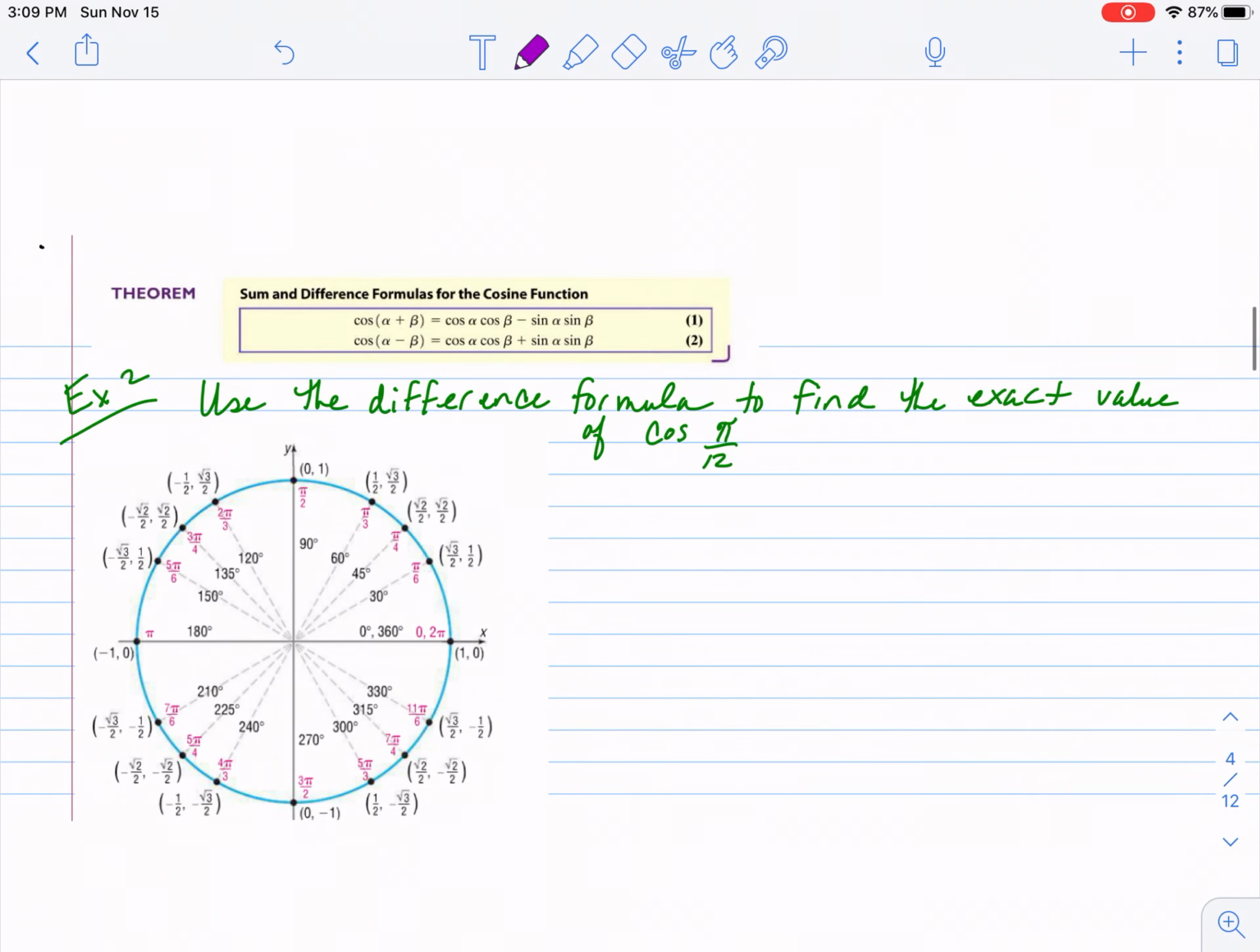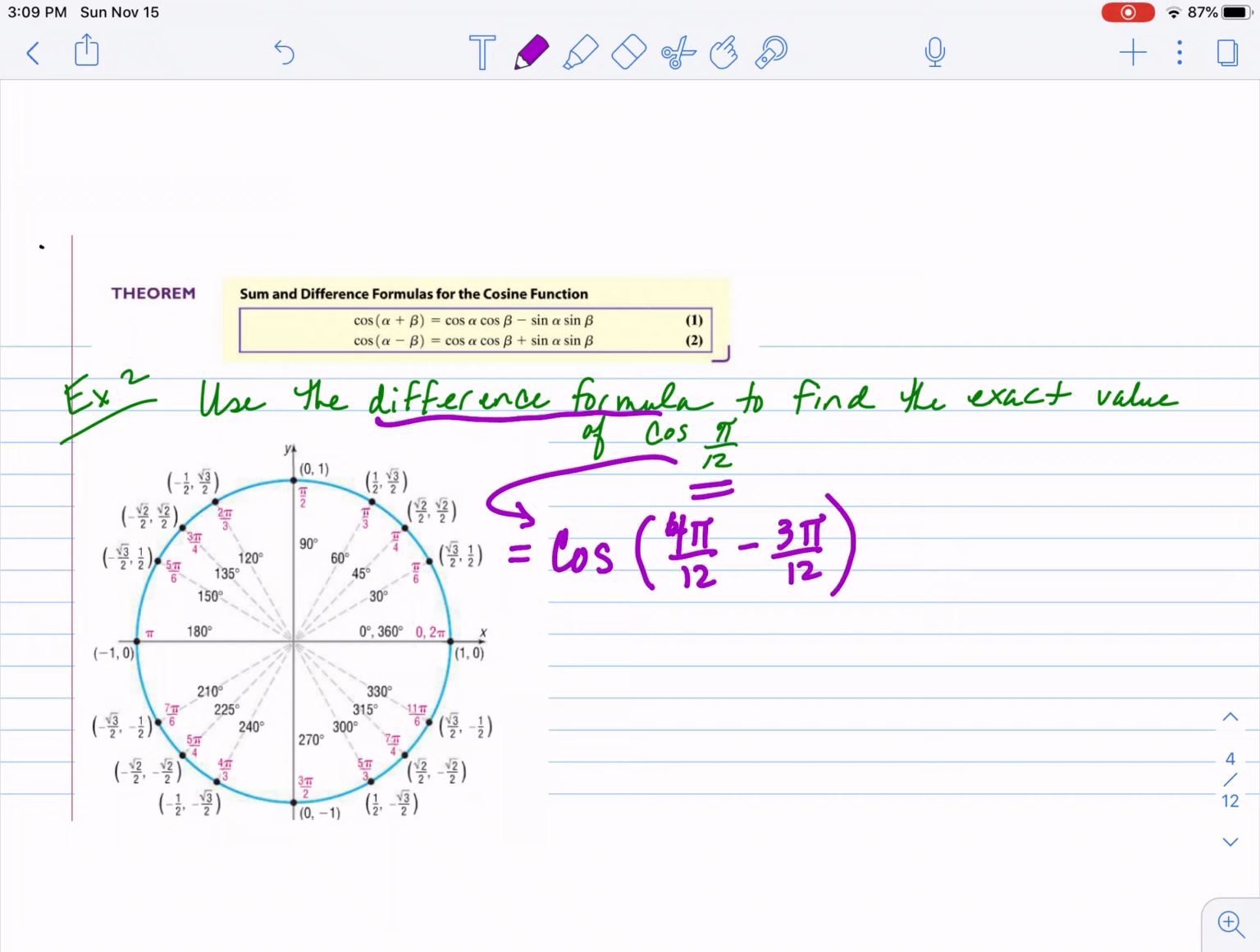Maybe we'll do something like this. If I talked about the difference formula for cosine, and I wanted to find the exact value, clearly now my cosine is in radians. So the cosine of pi over 12 would equal the cosine of, say, how about 4 pi over 12 minus 3 pi over 12. Could do that. Could do a lot of things, actually.